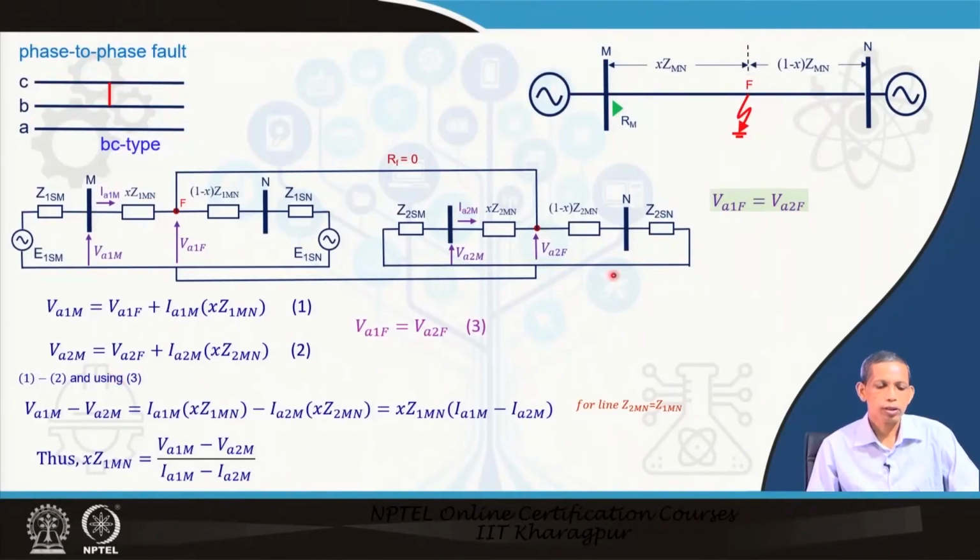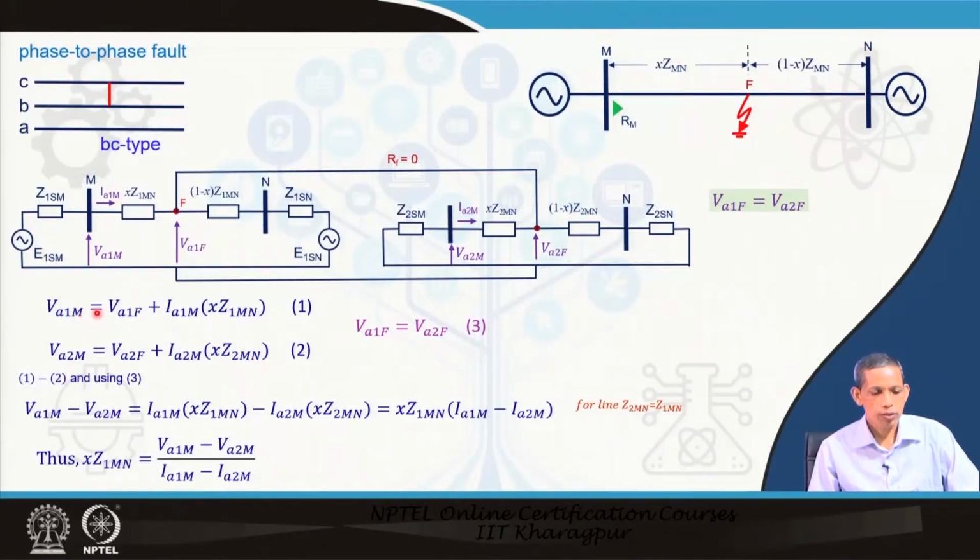Now, we see here the corresponding voltage current relations to obtain the apparent impedance. VA1m equals VA1f, this voltage, plus this drop, this impedance drop. Similarly, in the negative sequence component, VA2m at the relay bus will be equal to VA2f plus this drop, and the third equation we got is VA1f equals VA2f for this situation of phase B to C type fault.